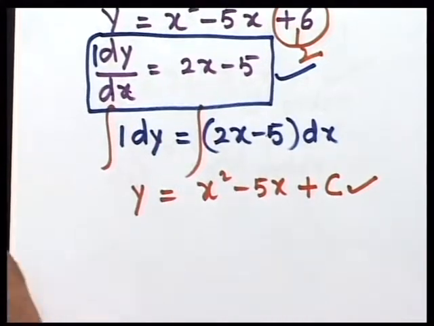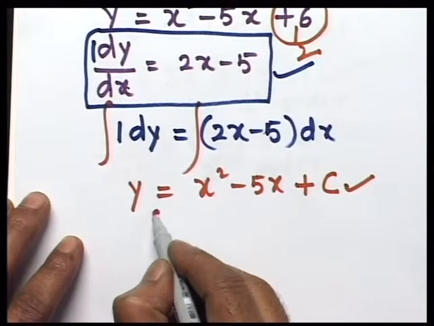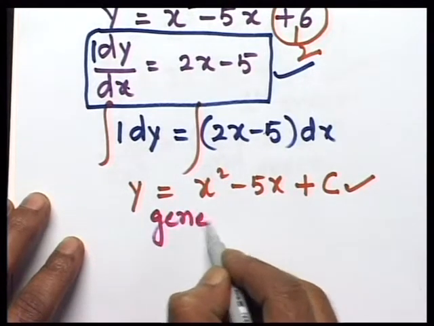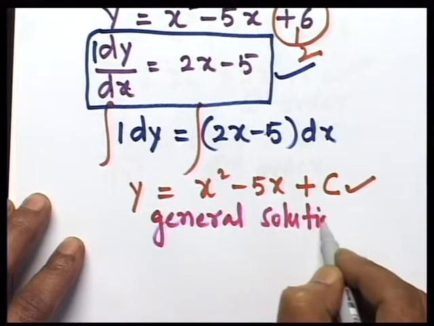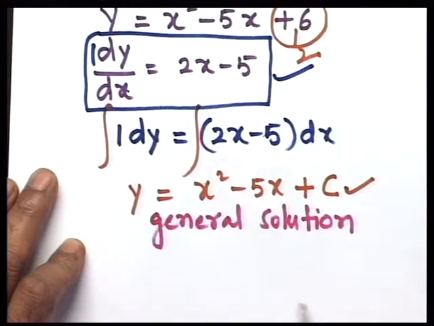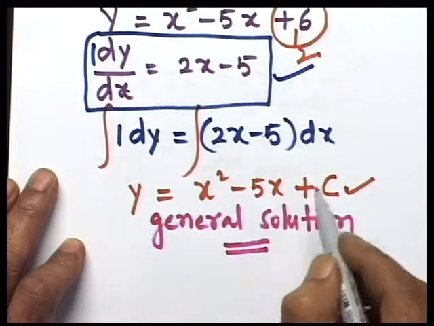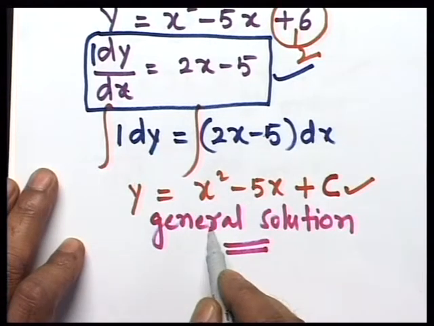Now this particular equation that I got is called the general solution of the given differential equation. All right, watch these words please. Because we don't know that particular number, we call it the general solution.